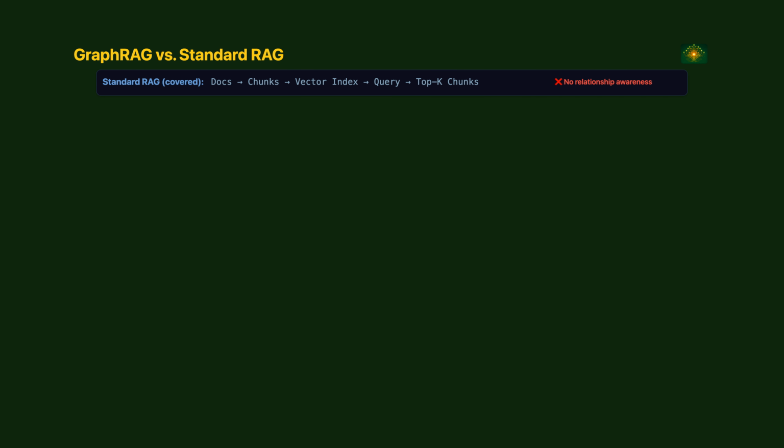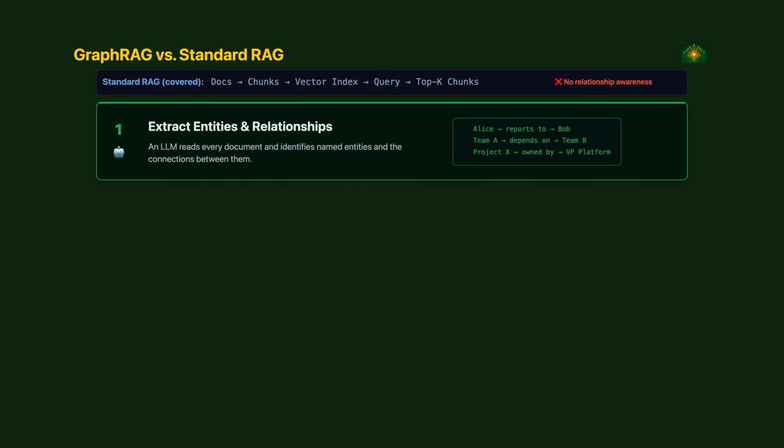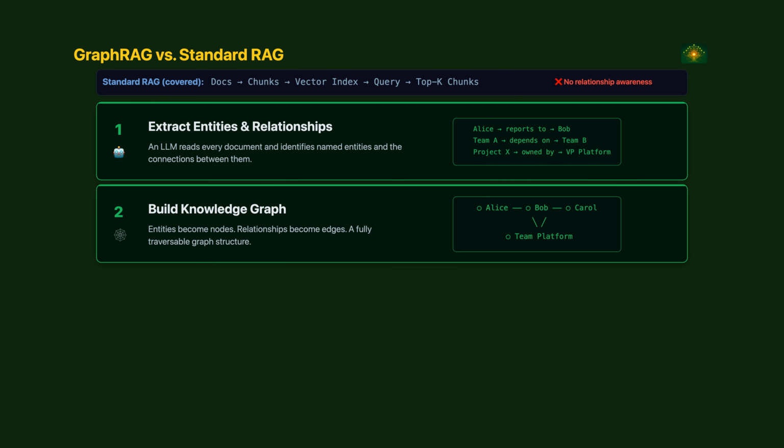Let's start with GraphRAG. We've already seen the standard RAG pipeline: chunk, embed, retrieve. GraphRAG, published by Microsoft Research in 2024, takes a completely different approach. Instead of chunks, an LLM reads your documents and extracts entities and their relationships. Not what a document says, who connects to whom. Those entities become nodes, relationships become edges, a traversable knowledge graph.